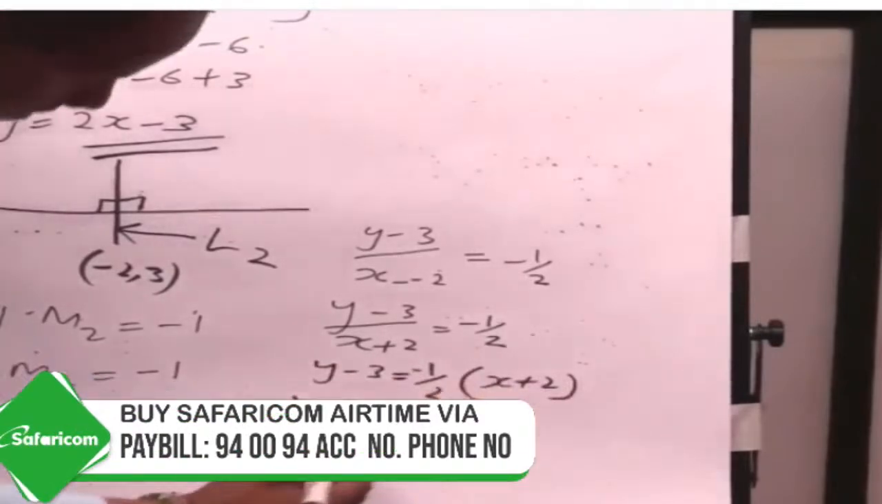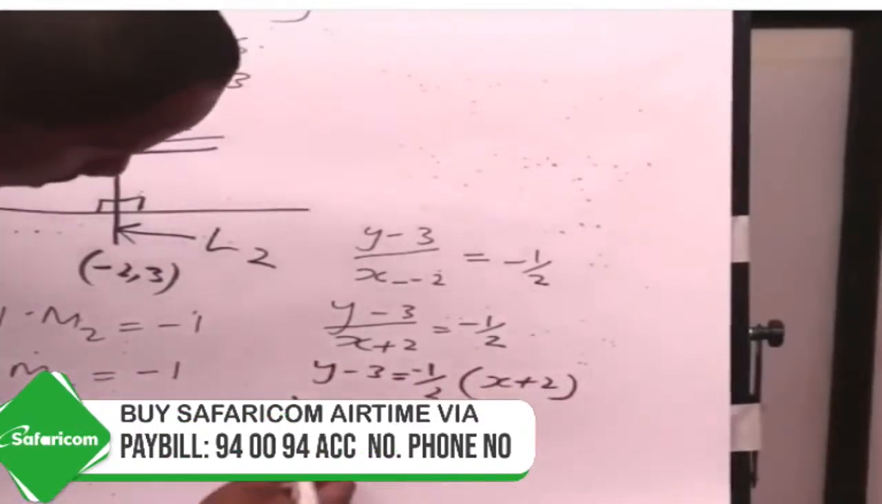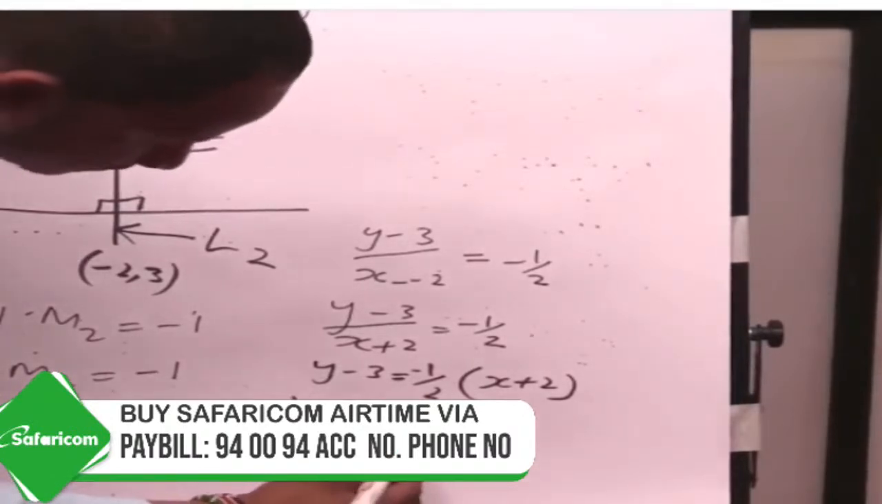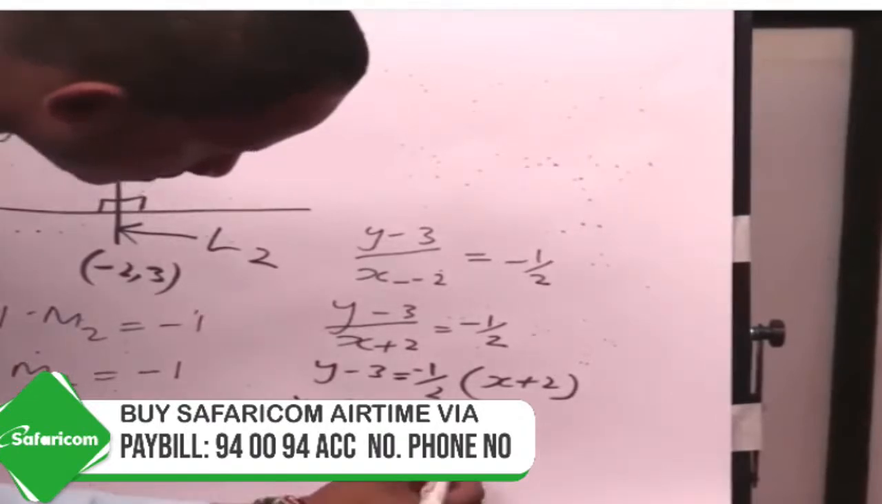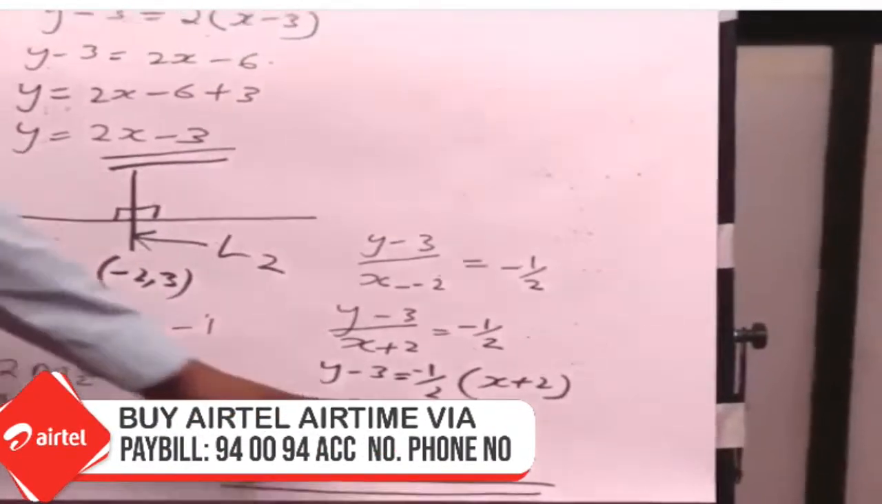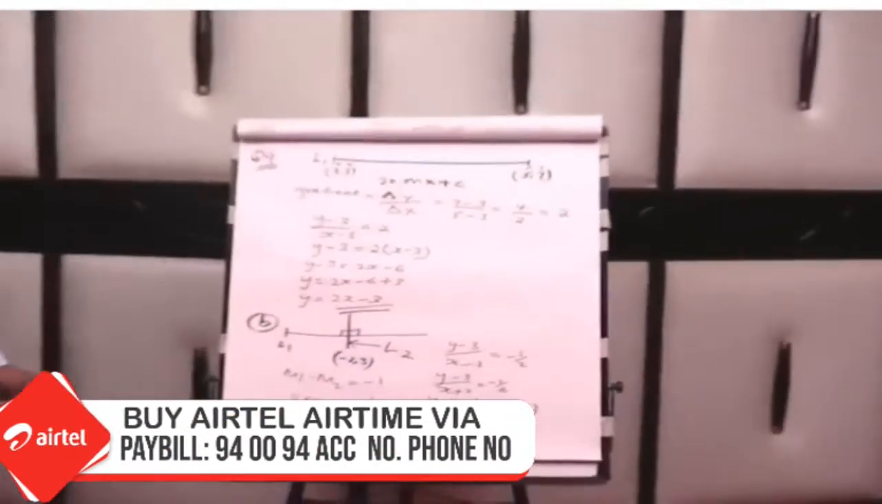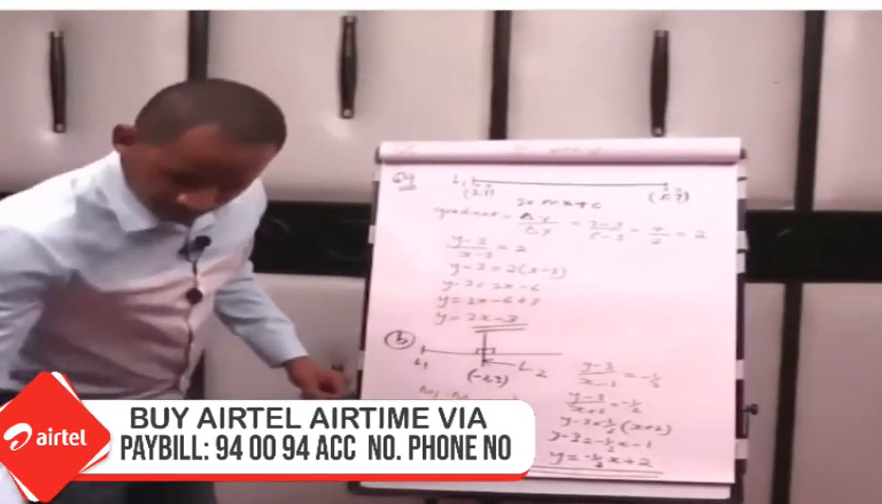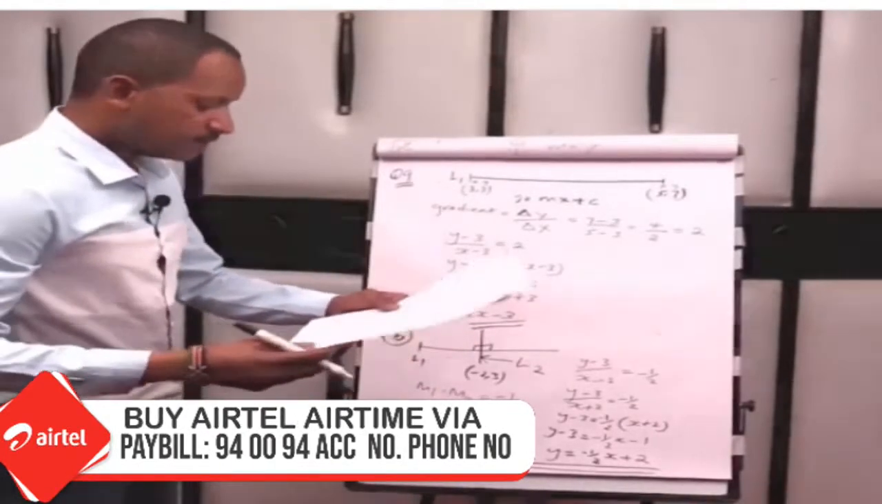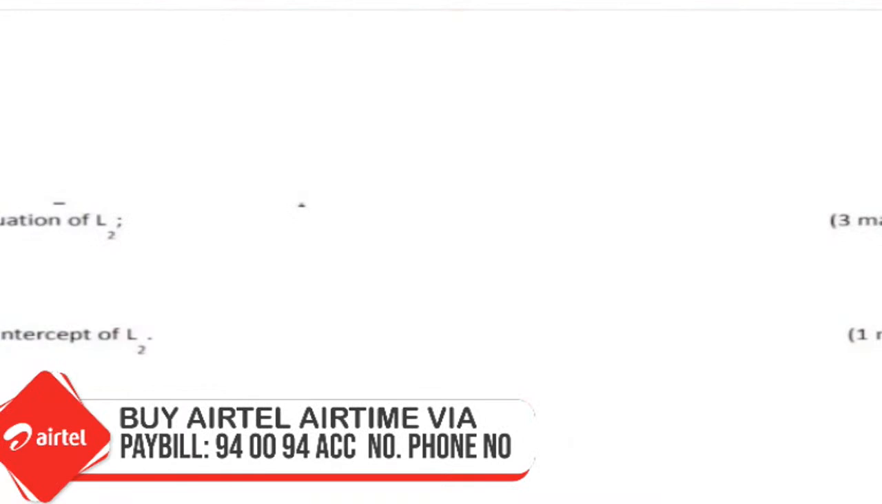Then 3 crosses to the other side. So y equals minus a half x, then minus 1 plus 3 becomes plus 2. Our answer is that. Then, the next part of this question is question B, part 2.